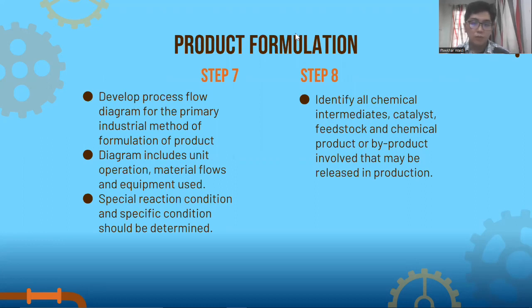The final step in the product formulation phase is the identification of any chemical intermediates, catalyst, feedstock, and chemical product or byproduct involved that may be released in the production.